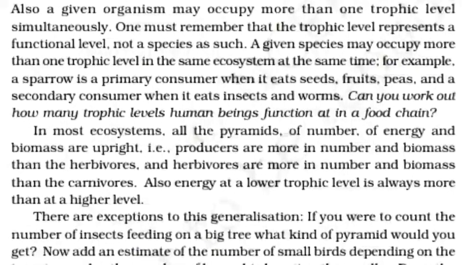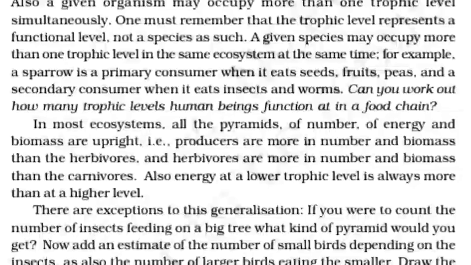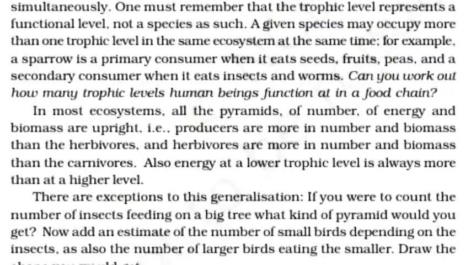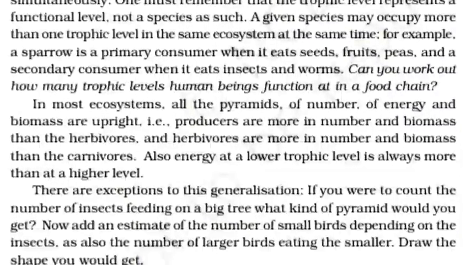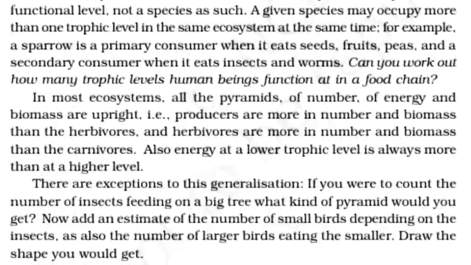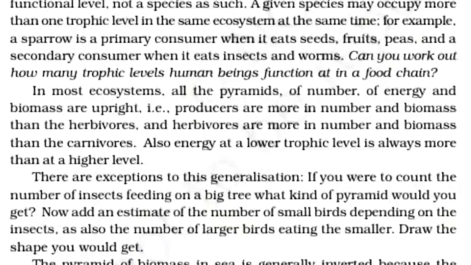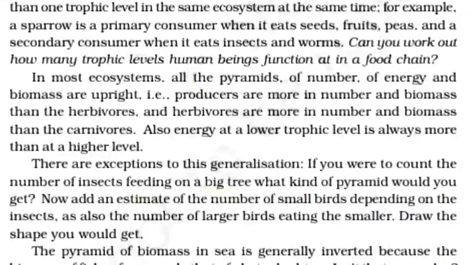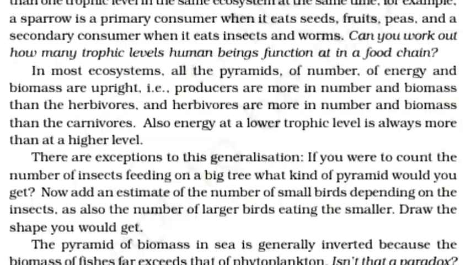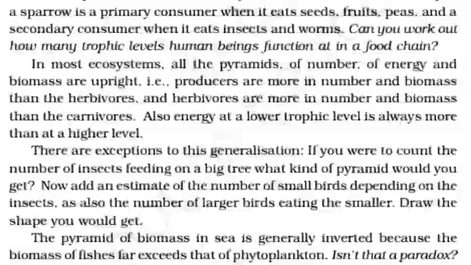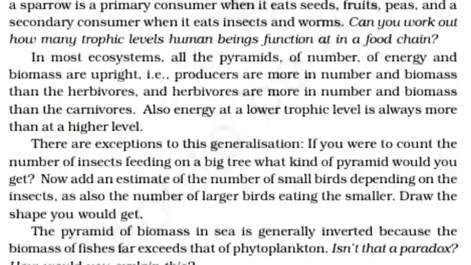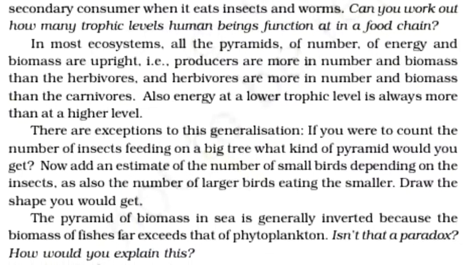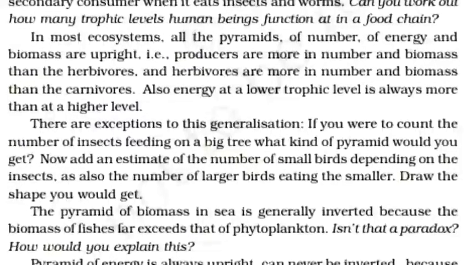For example, a sparrow is a primary consumer when it eats seeds, fruits, peas, and a secondary consumer when it eats insects and worms. Can you work out how many trophic levels human beings function at in a food chain? In most ecosystems, all the pyramids of number, energy and biomass are upright, that is, producers are more in number and biomass than the herbivores, and herbivores are more in number and biomass than the carnivores. Also, energy at a lower trophic level is always more than at a higher level.